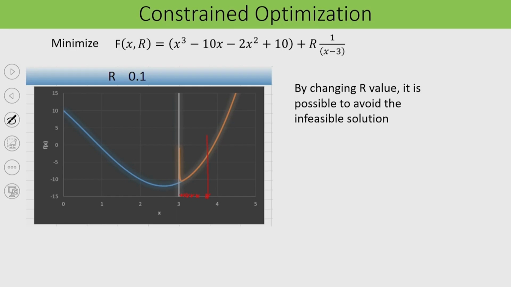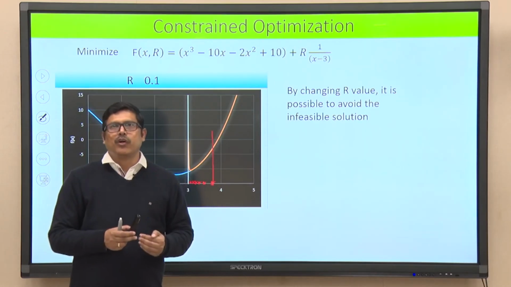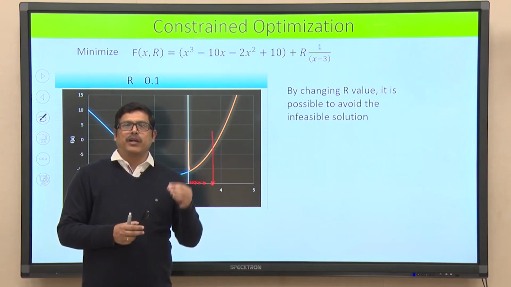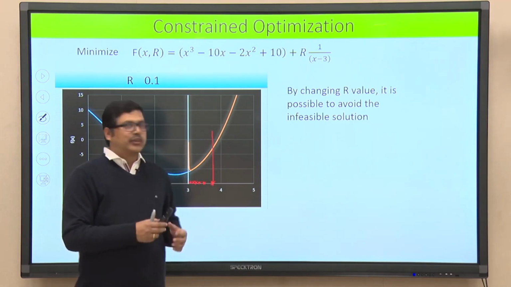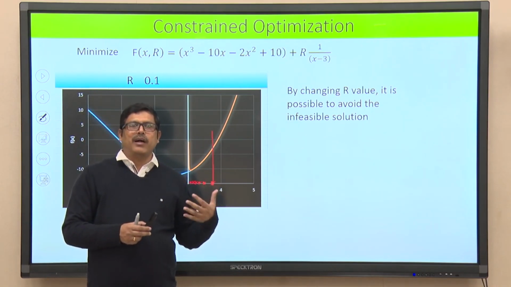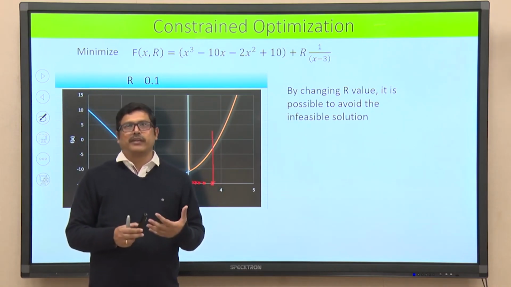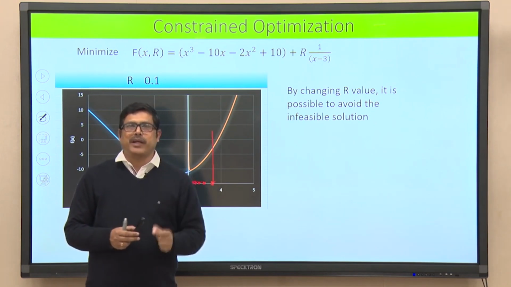So, in this case what is happening is that you are starting with a little bit larger value of r and then you are reducing it to a value near 0. So, you will get the optimal solution of this constrained minimization problem. As I said, here we have penalized the solution in the feasible region, and therefore, this method is known as interior penalty method.